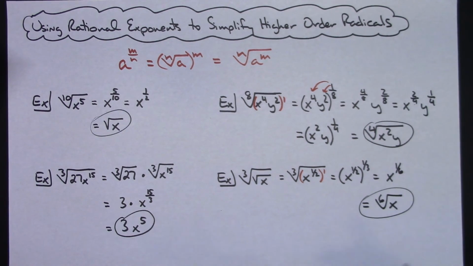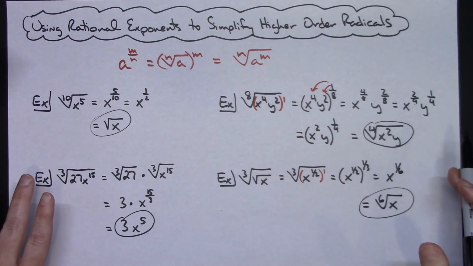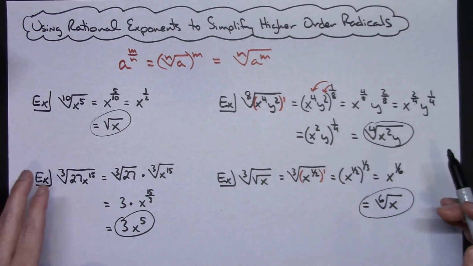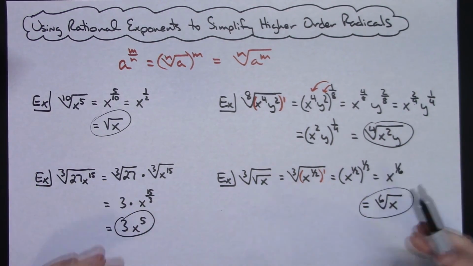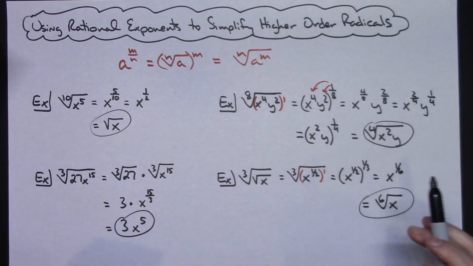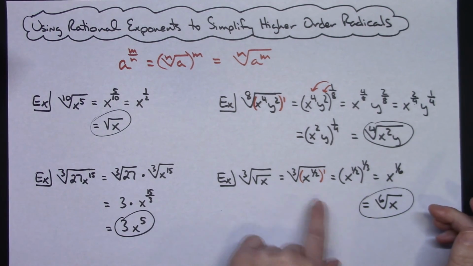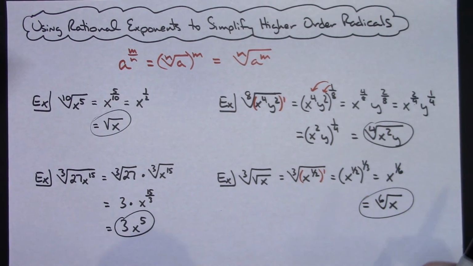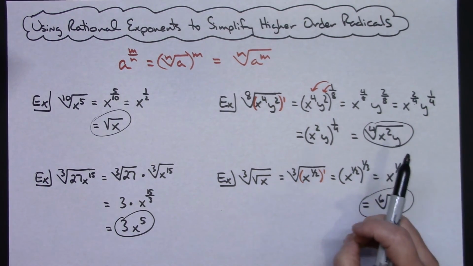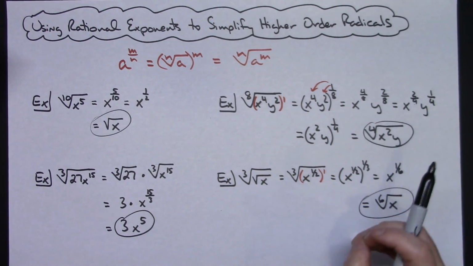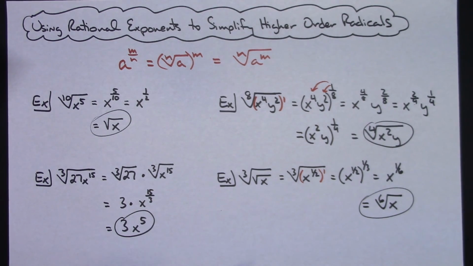Now, this is showing a lot of work, and it is only one way to simplify your higher order radicals, but if you're struggling with it, sometimes this helps. After you get really good at it, there's going to be some shortcuts and little tricks that you can do to get from here to here really quickly without showing all of this work. But if you're having a hard time understanding it, you can apply these rational exponents and your laws of exponents to help you simplify those higher order radicals.